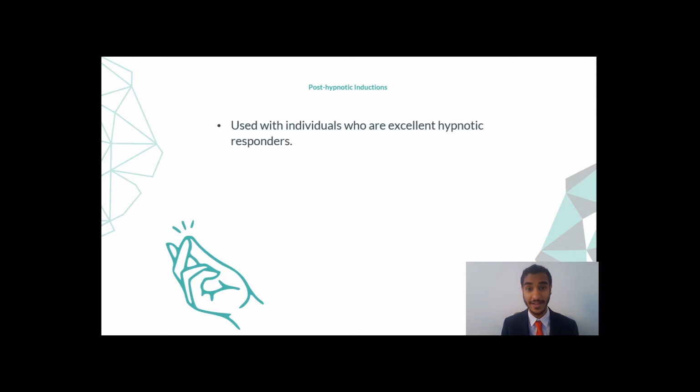hypnosis quickly and easily. And how we do this is by using a cue or a trigger word or sound that guides the individual back into that deep state of trance. And the sort of cue trigger that we use generally is something like a finger click. And the post-hypnotic induction would go something like this.